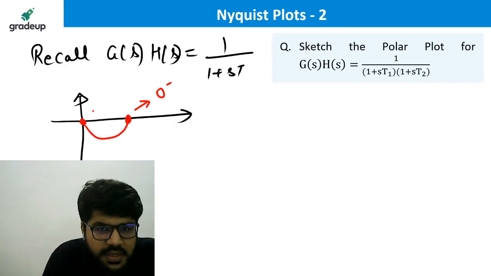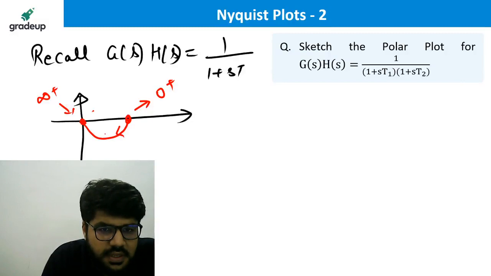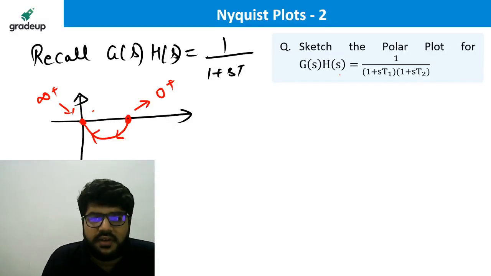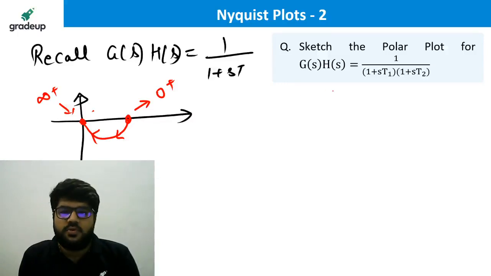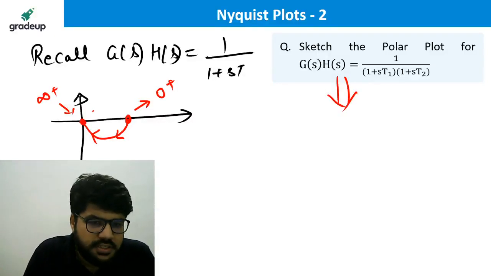This was 0 plus and this was infinity plus. This is yesterday's graph. And now I am giving you 1 upon (1 plus sT1)(1 plus sT2). So what is the polar plot for this function?